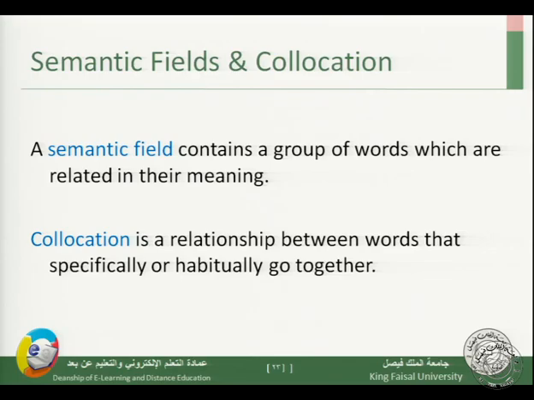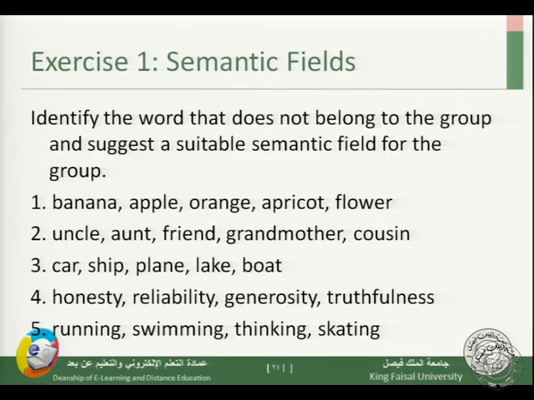So collocation is this relationship where words come together or keep company, as we mentioned previously, if we remember. Okay, let's move on to the first exercise, which is about semantic fields. Identify the word that does not belong to the group. In each of these we have a word that doesn't belong, and we also want to suggest a semantic field for the group.